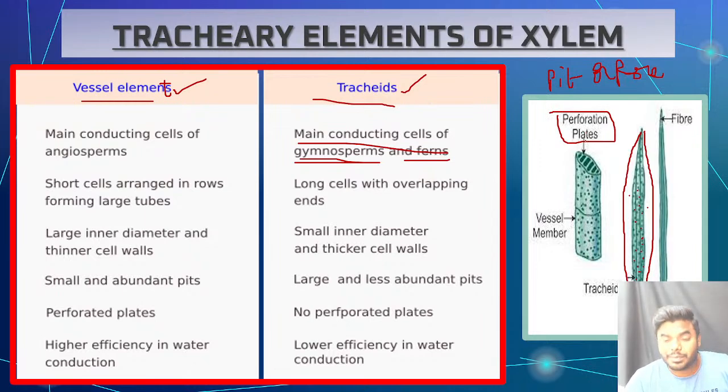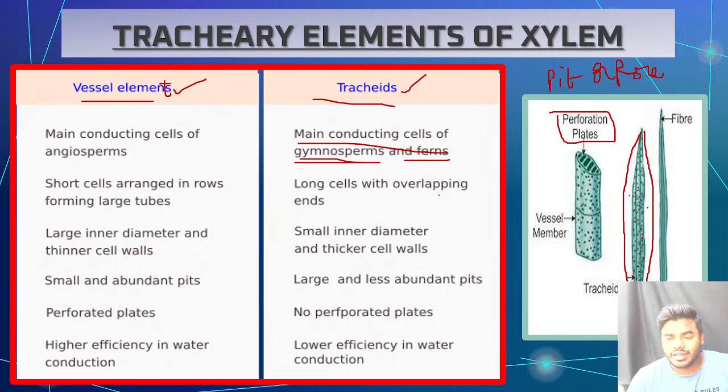But where the perforated plates are present on the vessel elements, especially in the angiosperm, that is the reason, friends, we can call the angiosperms more efficient when compared to the tracheids. Never forget that particular statement.